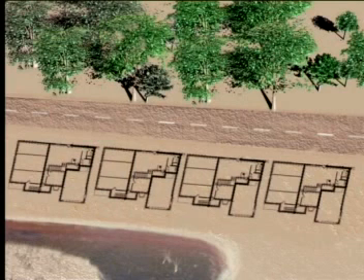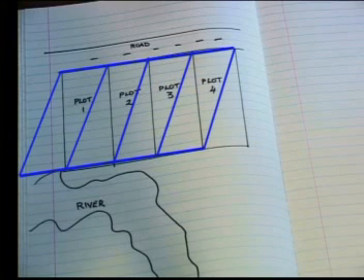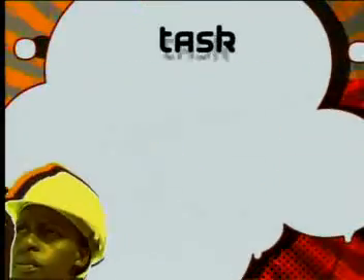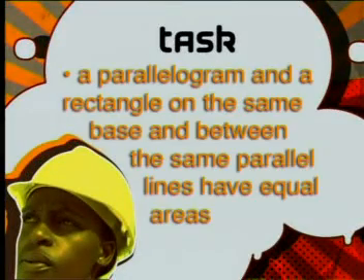Let's not forget, we need convincing proof for the developers. The people who are going to buy the plots from them will want to know that they're all going to get the same area of land. Until you're sure that this conjecture is true for all cases, you can't really take this idea to the developers. So we're going to ask you to work on finding a proof about these areas. Write down a plan for the proof of this conjecture, that a parallelogram and a rectangle on the same base and between the same parallel lines have equal areas.